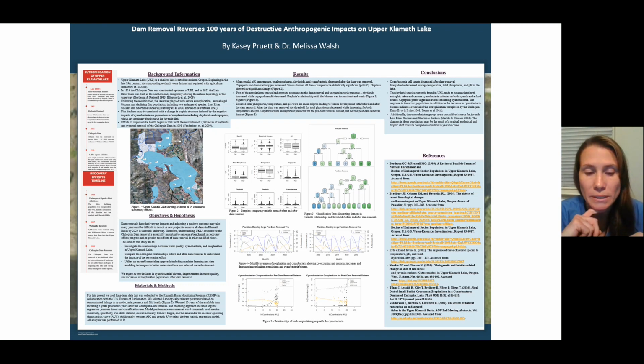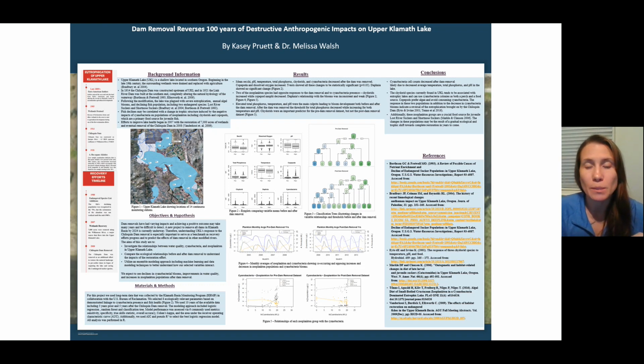2 of the zooplankton species had opposing responses to the dam removal as well as to the cyanobacteria presence. The cladocerans increased in presence of cyanobacteria cells and they decreased after the dam was removed, whereas copepods decreased in the presence of cyanobacteria and increased after the dam was removed.